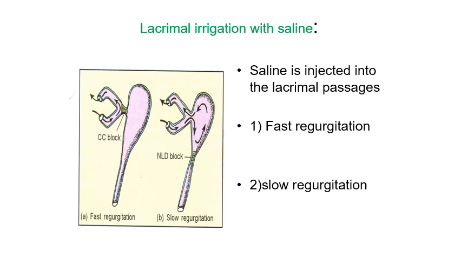If after irrigation the saline is coming slowly, it means that the saline has entered the lower canaliculus, inside the sac, and as there is a nasolacrimal duct block just below the lacrimal sac, the fluid, after distension of the lacrimal sac, comes to the opposite punctum, that is the upper punctum. So it takes some time to come to the upper punctum. So it is called slow regurgitation. So you can diagnose that there is a blockage at the lacrimal sac level, at the starting of the nasolacrimal duct.